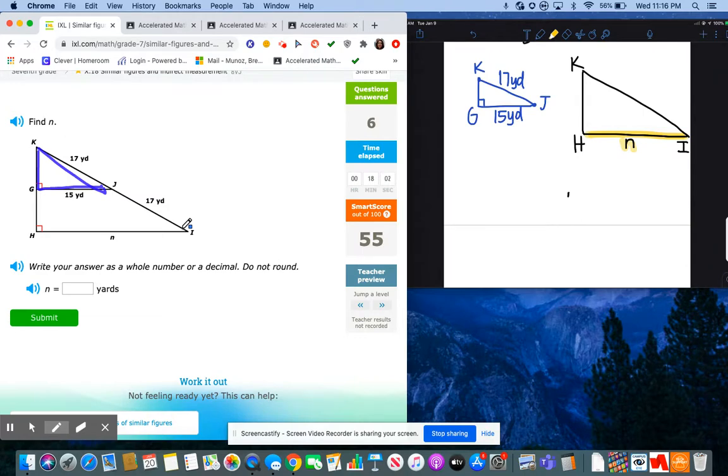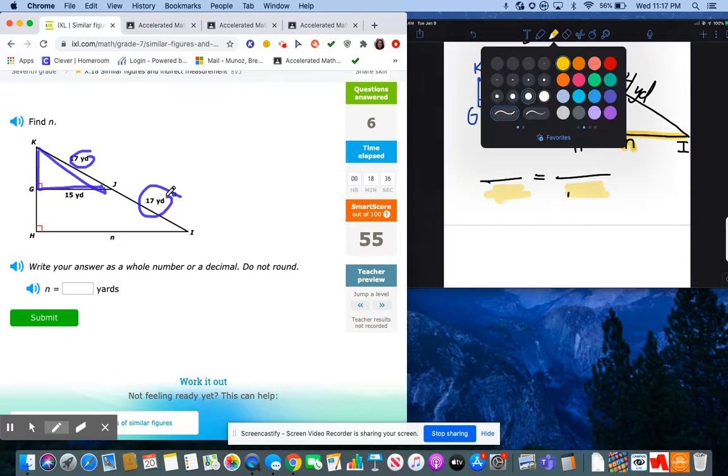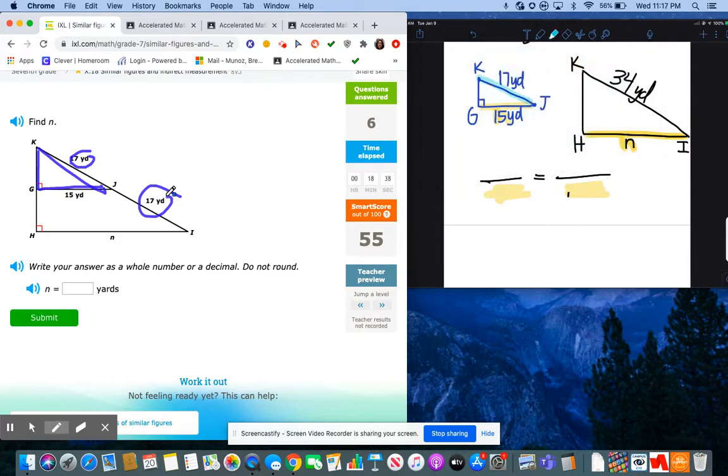And so look here, they're telling us that this long side is 17 plus 17, right? So 17 plus 17, the longest side is going to be 34 yards, right? And so we can set up a proportion, right? And definitely is corresponding to 15. So I'm going to put them down here. And then I'm going to say, okay, here, 17 is going to be corresponding to 34.